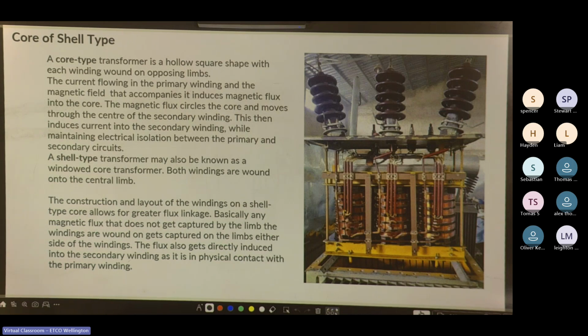A shell-type transformer may also be known as a windowed core transformer. Both windings are wound onto the central limb. The construction and layout of the windings on a shell-type core allows for greater flux linkage. Basically, any magnetic flux not captured by the limb the windings are wound on gets captured on the limbs either side of the windings. The flux also gets directly induced into the secondary winding as it's in physical contact with the primary winding, but isolated electrically.